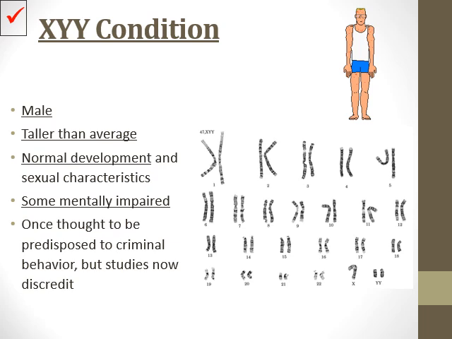This was actually once thought to mean that if you had the XYY condition, you were a bit more predisposed to criminal behavior. Since you had the extra Y chromosome, you had a bit more testosterone than usual, and you were prone to getting into fights, trouble, etc. However, that has been discredited.